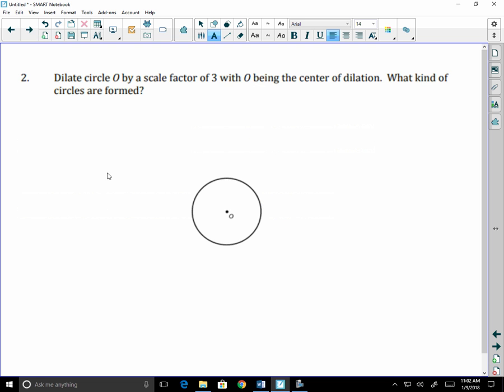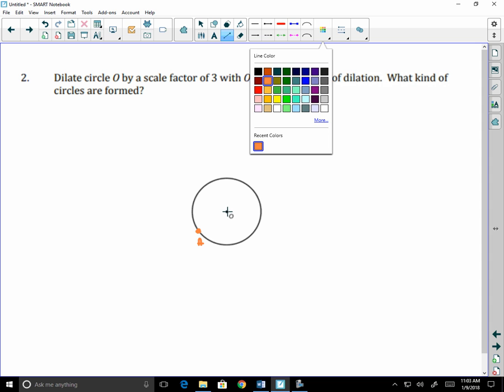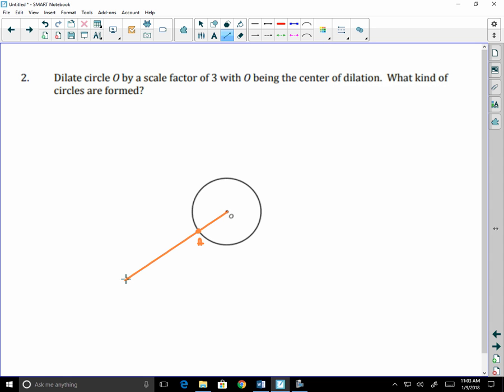Let's look at the last one. The last one asks us to dilate a circle by a scale factor of 3 using its center as the center of dilation. So the first thing that we had to do for that was we had to choose a random point on our circle, doesn't matter where, and call it, we'll say, point A. Then we want to take a line and draw a ray from the center of dilation, which just so happens to be the center of the circle, through A and extend it on so that we can make the circle 3 times as big.